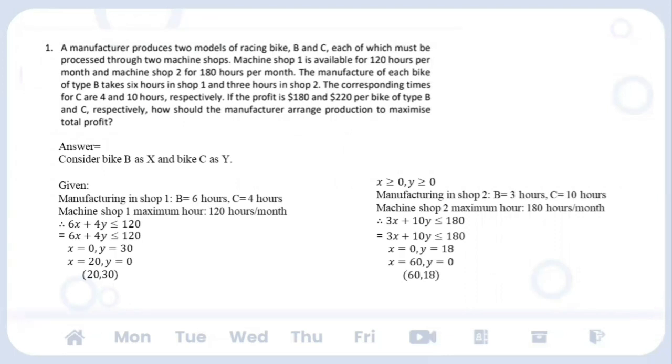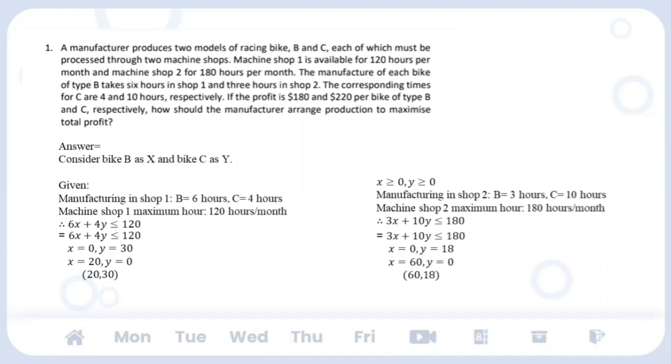A manufacturer produces two models of racing bike, B and C, each of which must be processed through two machine shops. Machine shop 1 is available for 120 hours per month and machine shop 2 for 180 hours per month. The manufacture of each bike of type B takes 6 hours in shop 1 and 3 hours in shop 2. The corresponding times for C are 4 and 10 hours, respectively.